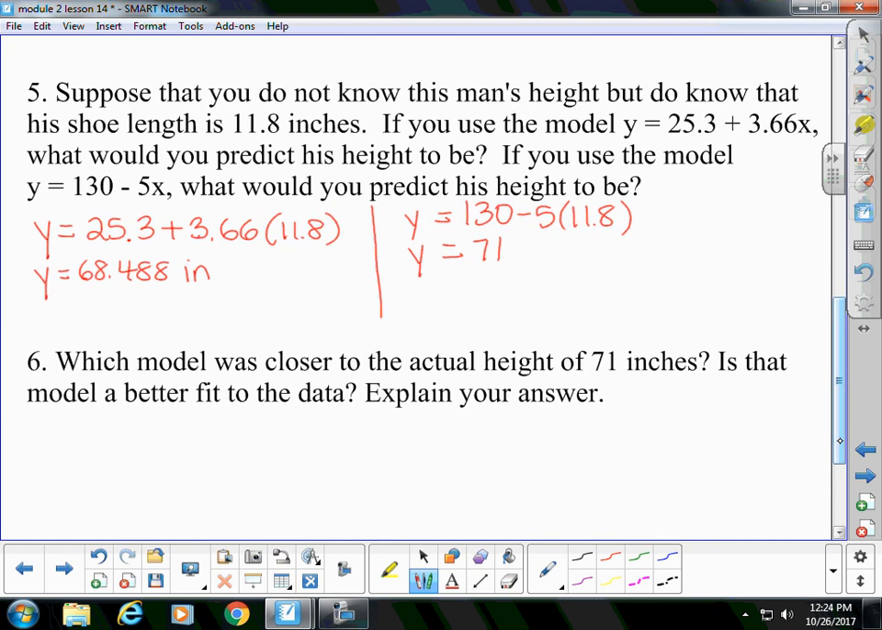It says, which model was closer to the actual height of 71 inches? Is that model a better fit for the data? So the second one is more accurate for that particular man.